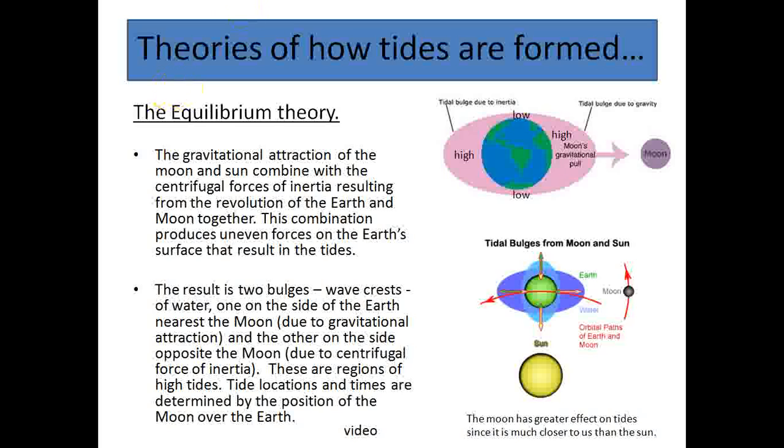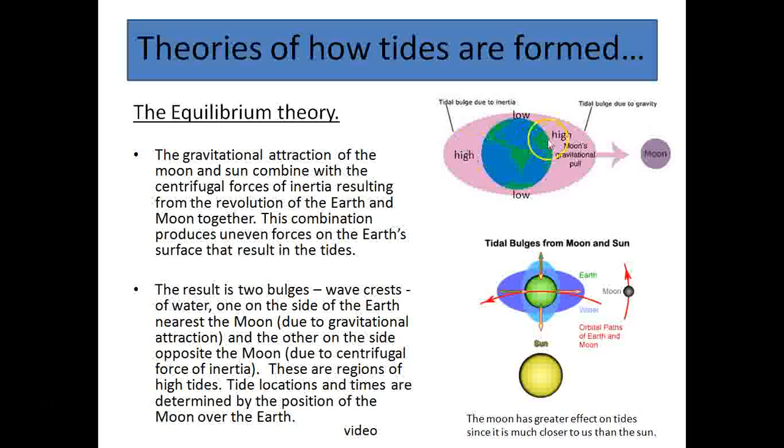So the combination of forces of the gravitational pulls and then the inertia, the centrifugal forces of inertia opposite those gravitational pulls, causes the tides to be higher in certain areas and lower in others. So the result, if you look up here, here's showing the pull due to the gravity of the moon, and then equal and opposite that on the other side is the bulge due to the centrifugal forces of inertia.